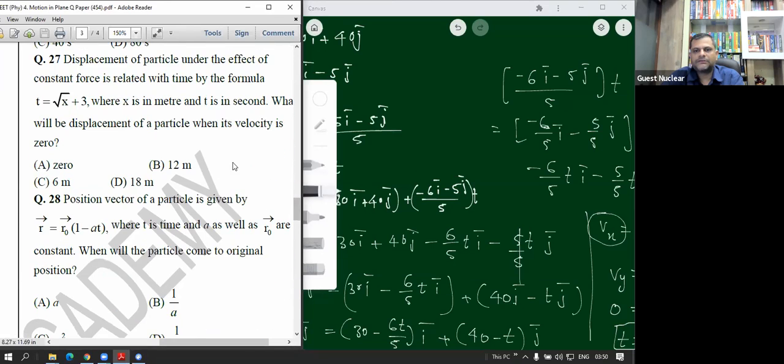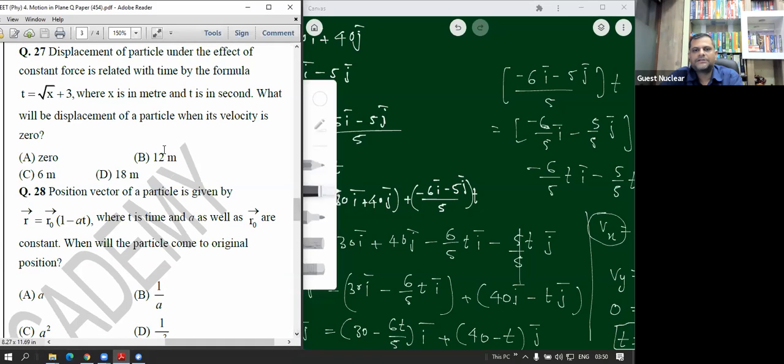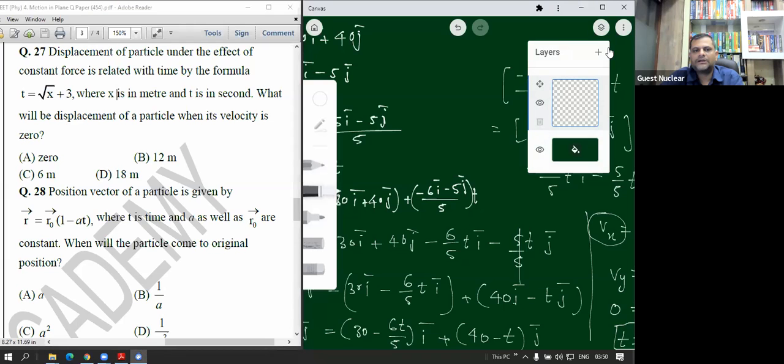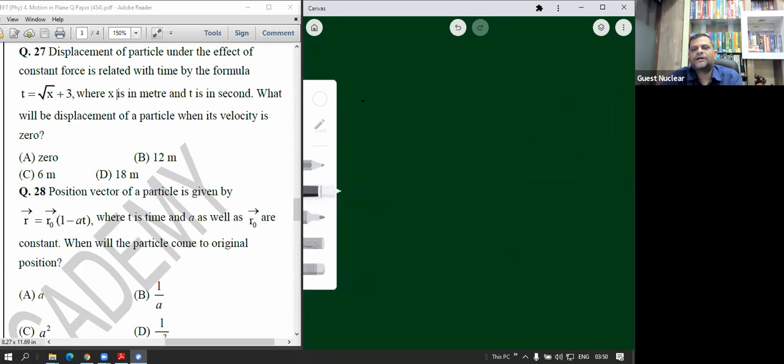Yes, see this 27th one here. The displacement of a particle under the effect of a constant force is related with time by the formula t is equal to root of x plus 3, where x is in meter and t is in seconds. What will be the displacement of the particle when its velocity is 0? So see, what we want to find is the displacement of the particle when its velocity is 0.